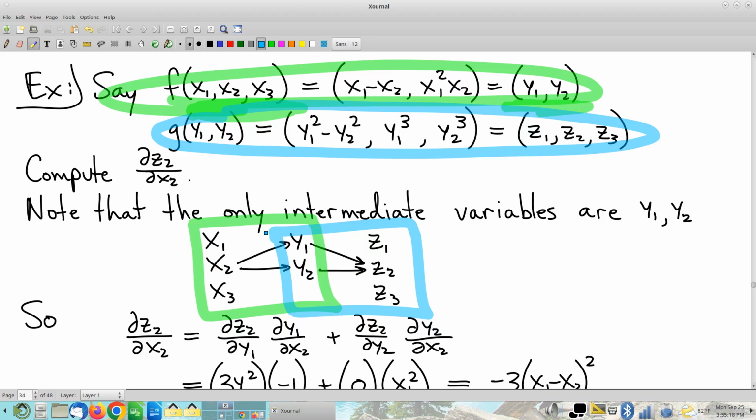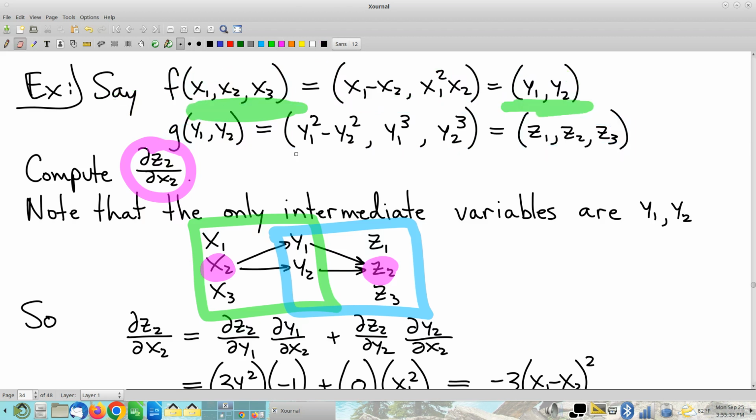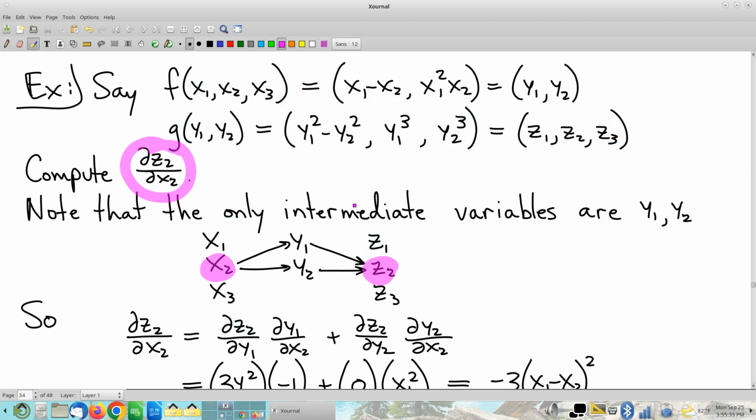Okay, I've been asked to compute the partial of z2 with respect to x2. And okay, that's a composition partial derivative, and using this idea of intermediate variables, well, there's two intermediate variables here.